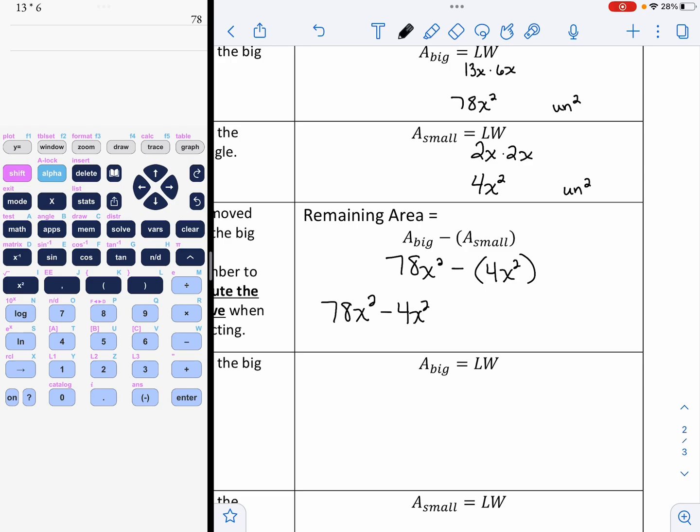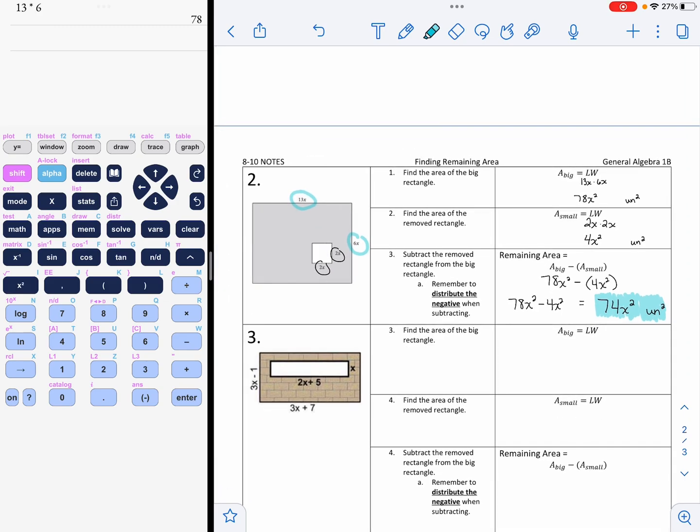And now we ask ourselves, are these like terms? Well, we've learned that like terms have the same variable and the same exponent. So these are like terms. So 78 take away 4 is 74, and then you keep the x squared as x squared. Since we're still talking about units, it would be units squared, whether it's inches or meters or feet or whatever. So I'm just going to throw that to the side. All right, we're going to do that again, but it's going to get harder as we move along. Now I want to highlight the final answer. So this is the expression that represents the remaining area of the shaded area.